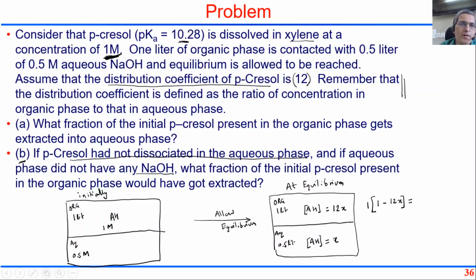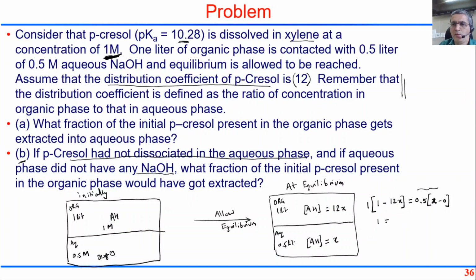This is what has got transferred from the organic phase into the aqueous phase. How much has got transferred into the aqueous phase? 0.5 liters times x. Initially it was nothing, 0. No AH was there, right? So x minus 0 is what has been gained in the aqueous phase, just material balance. Do you agree with that?